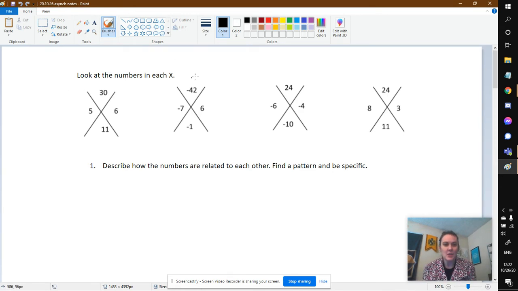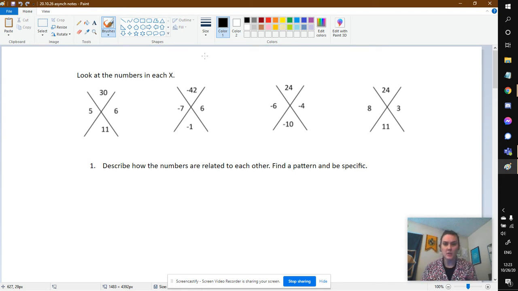Okay, so we are talking about the assignment, Introduction to X Puzzles, I think is what I called it. But it looks like this. It was assigned on October 26th, Monday. Yeah, let's get into it.